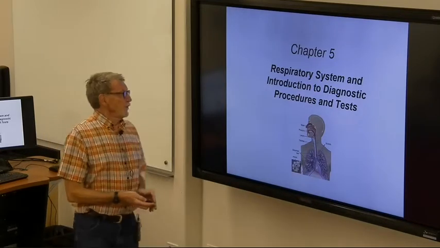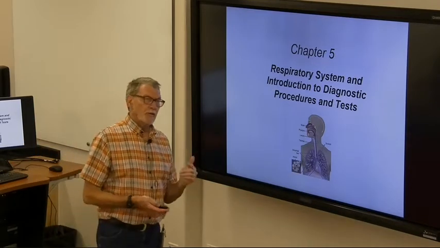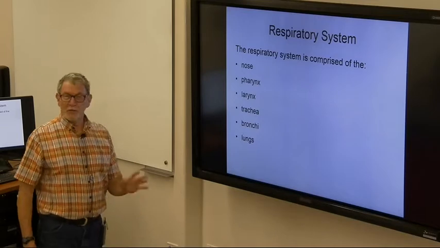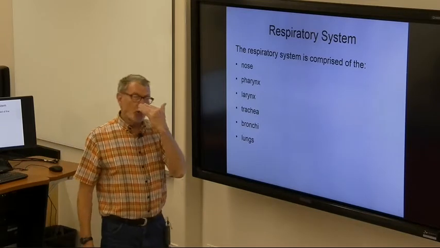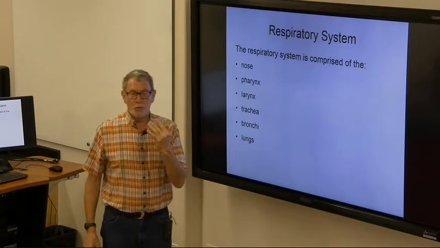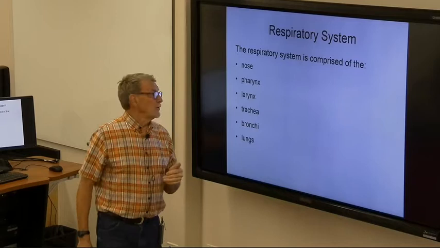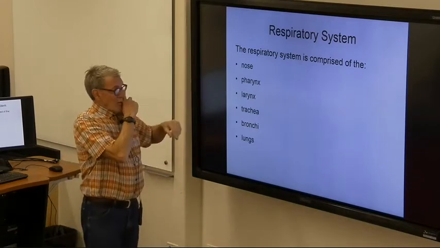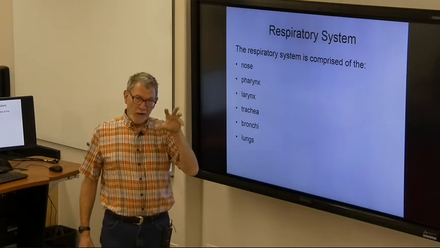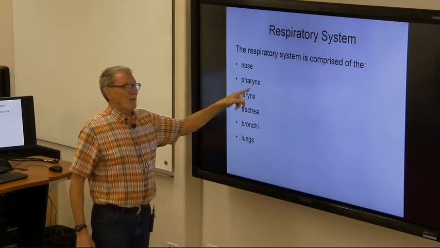Chapter 5 is the respiratory system. Pulmonary system, respiratory system. The structures and what they basically do. Starts at the nose and the mouth. The mouth isn't so much part of the respiratory system, but we can breathe through our mouth. Some animals can't. The nose, nasal passages, the pharynx, which is in the back of the throat, not pronounced pharynx.